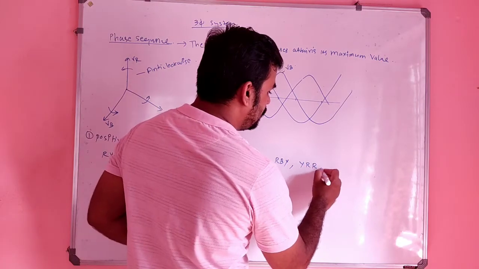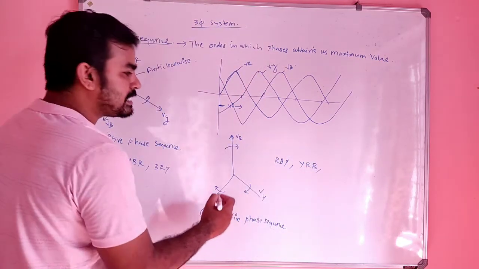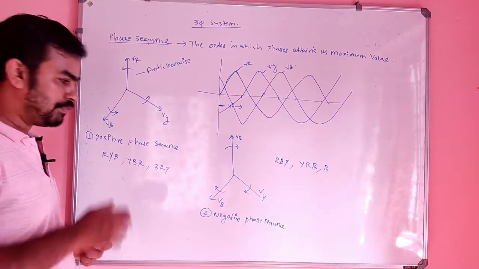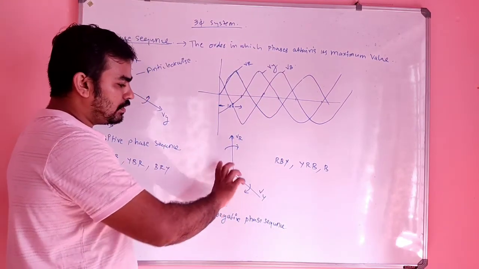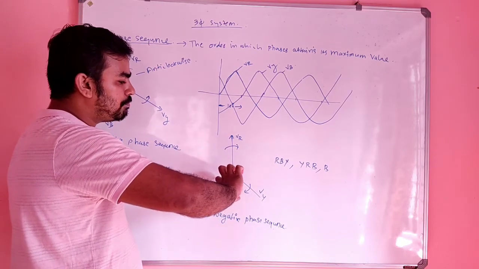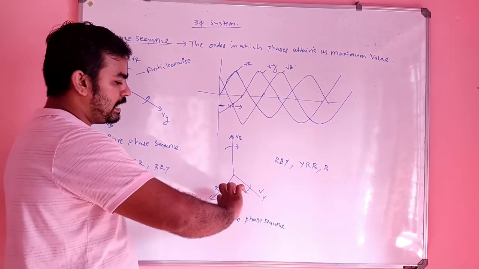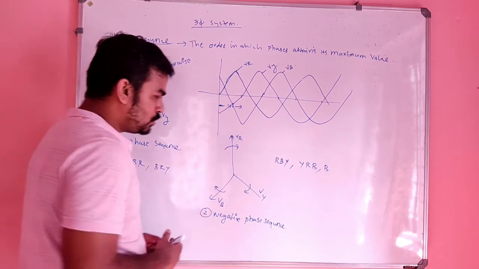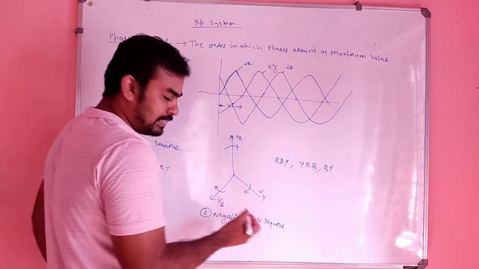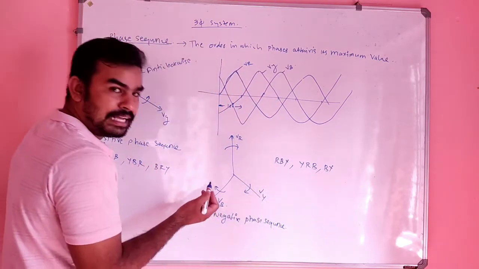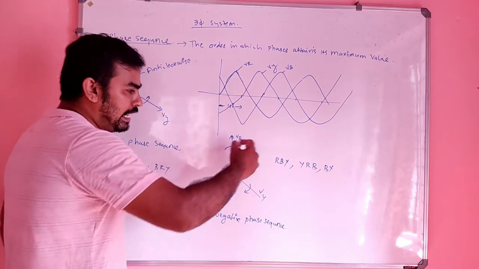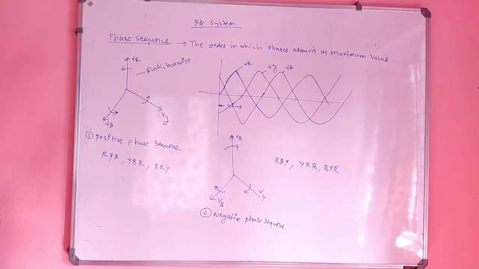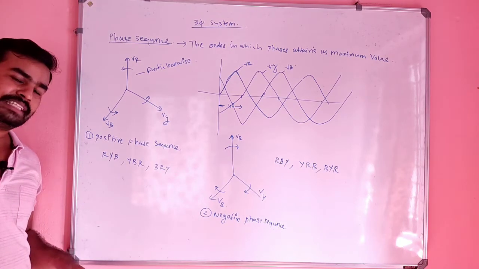So B. Suppose you take B as the reference. What happens if you turn this VB by 120 degrees in the clockwise direction? This VB will come back to this VY position, so it will be Y. That means first B, then Y, and again R. So these will be the negative phase sequences.